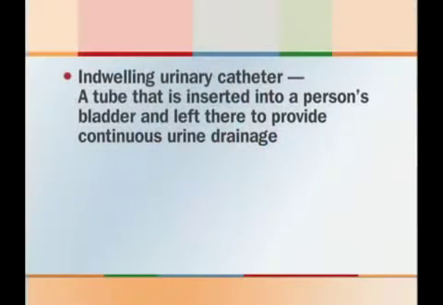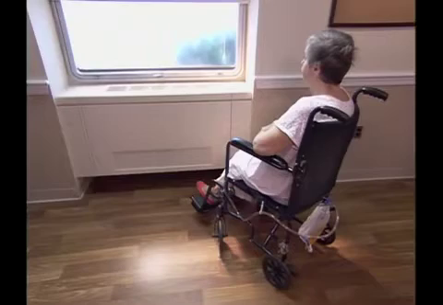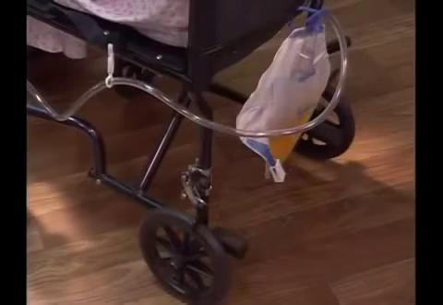Due to disability or illness, some of your patients or residents will be unable to urinate using a toilet, bedpan, or urinal. These patients and residents will be catheterized with a urinary catheter called an indwelling urinary catheter. An indwelling urinary catheter is a tube that is inserted into a person's bladder and left there to provide continuous urine drainage. Indwelling urinary catheters are connected by a length of tubing to a urine drainage bag. The urine drains continuously from the bladder through the catheter into the tubing and into the drainage bag.